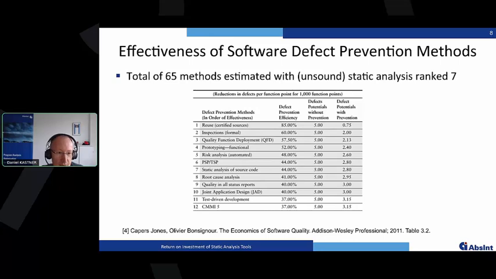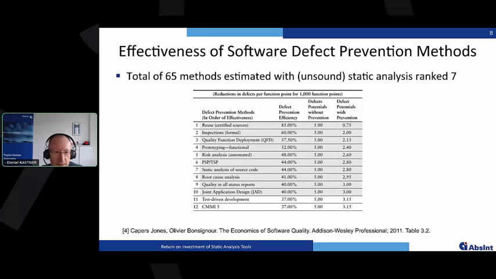And what you can see here is that actually static analysis of source code ranks pretty high in this table, close to things like risk analysis, prototyping, or reuse of certified components. So from a methodological perspective, it's basically the highest one you find here. And that's just unsound static analysis. I'll talk a bit more about this later.